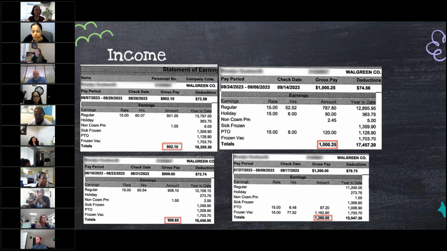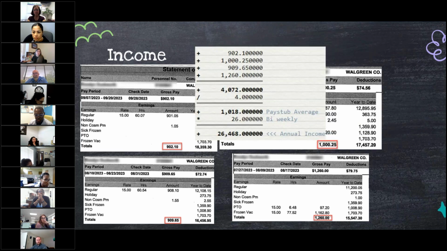So here we're going to go with an easy example. We've got 4 pay stubs here. You can see they're all consecutive. They're bi-weekly. So if I'm calculating this manually, I'm just going to add them all up, divide by 4, and multiply by 26. That's going to give me an annual income amount of $26,468. This is what the calc sheet is doing behind the scenes. You would enter these 4 check stubs, and then for periods, you'd enter 26, and it would come out to this same number.